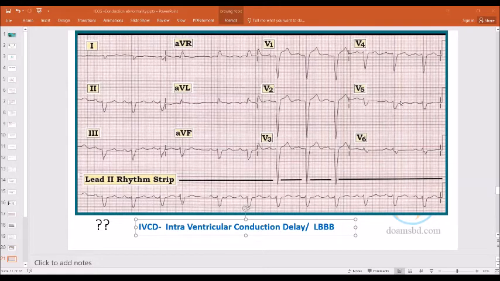And if they consider the fractionation, as I told in another class, we always have to see the same feature in 2 leads. Even in MI, ST elevation should be in the corresponding 2 leads. So if the fractionation is here but not in any other lead, we can ignore it also. In that case, the opinion of this ECG could be IVCD or LBBB. Confusing. In that case, what will the GP do now? Dr. Karishma, you are the GP. What will you do? If you are confused whether this is IVCD or LBBB, what will you do?